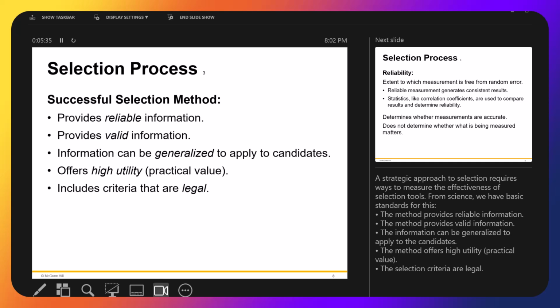A successful selection method provides reliable information, provides valid information. Information can be generalized to apply to candidates, offers high utility, practical value, includes criteria that are legal. So when you're looking at this successful selection method, you're getting information that's valid. It's not a hunch or what people think or how people feel. No, it's valid information, and you can show why it's valid, and you can rely on that information anytime you go into a process. And it has to be legal.